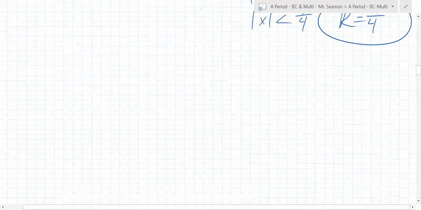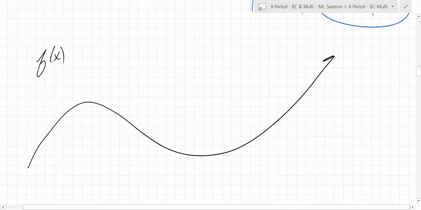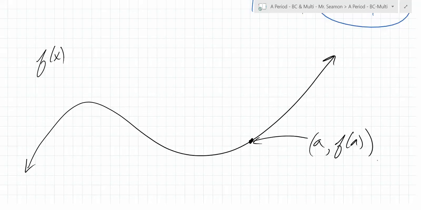So I give you a function. Let's say that function is f of x, and f of x is traveling along right here. We're going to call this point right there a comma f of a. I could draw a tangent line at that point. You should all be feeling nice and warm and comfortable, because you have spent a lot of time finding tangent lines. So let's say I found this line.